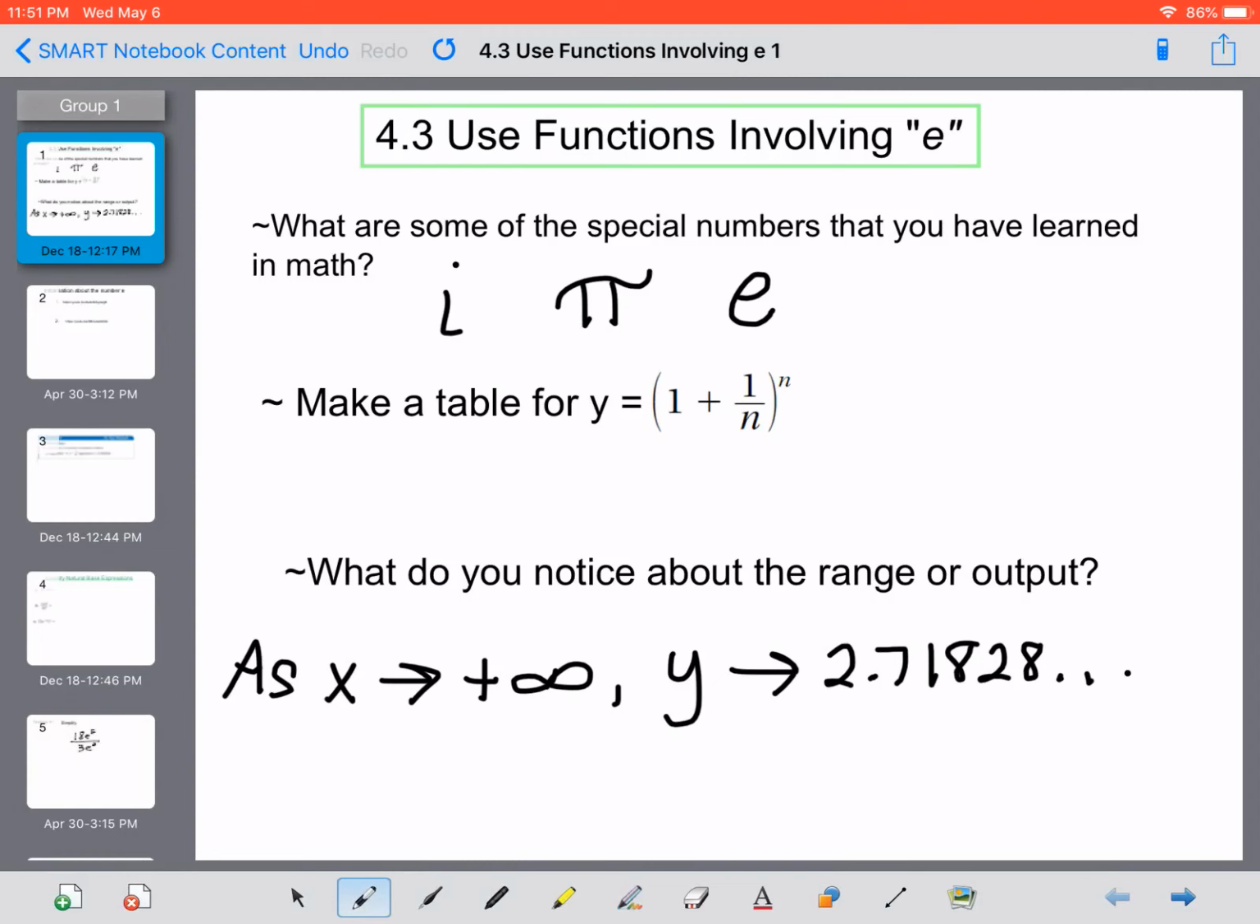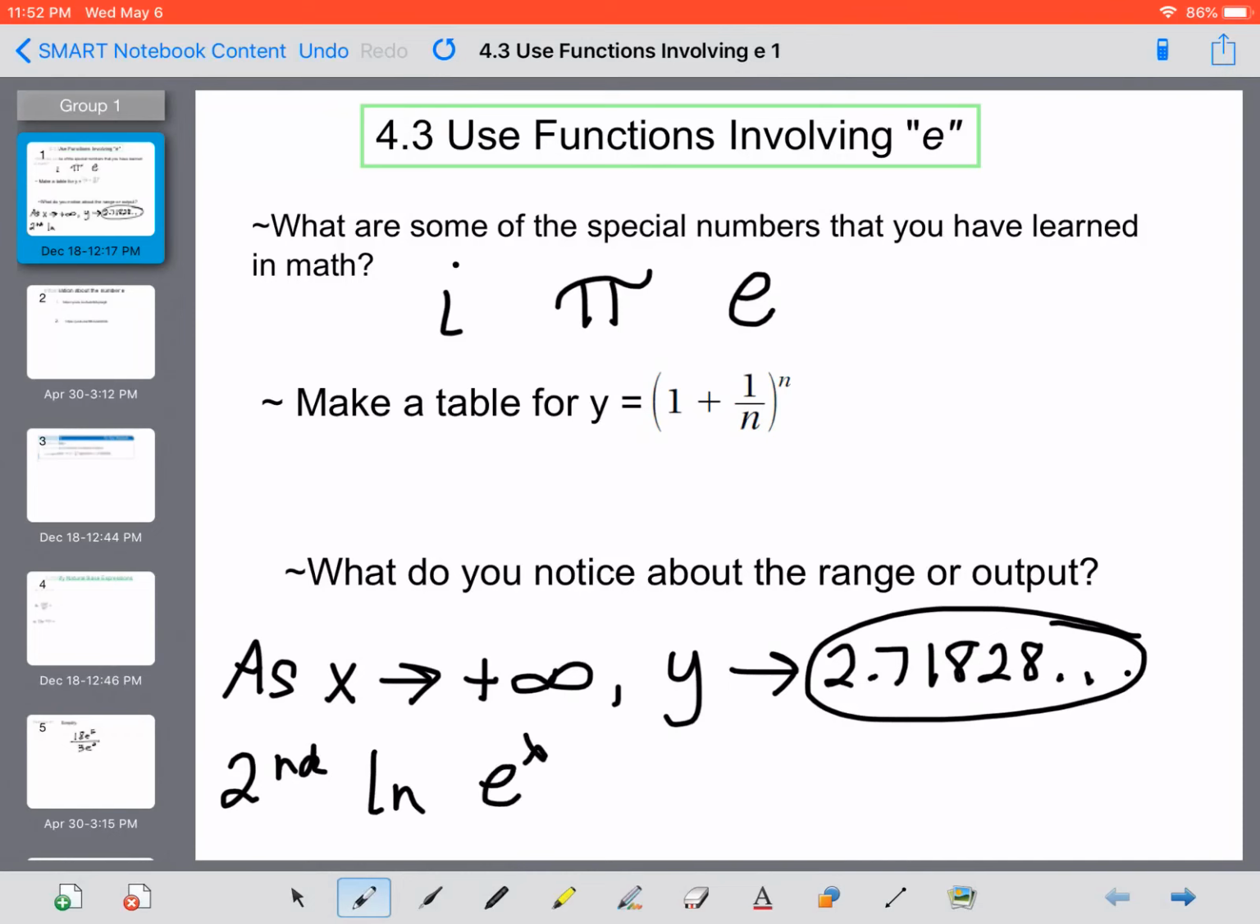That means it has a never-ending decimal and it does not have a pattern. So e has a value of approximately 2.71828. Go ahead in your calculator and enter, usually it's your second button, so second ln, and then you'll notice above the ln that there's e to the x power.